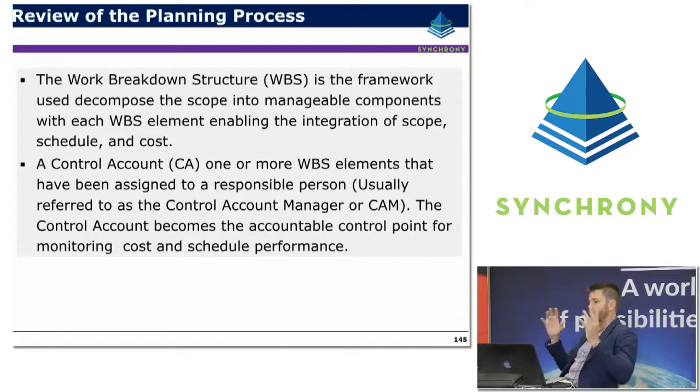So in review, the work breakdown structure is the framework that we use to chunk up the scope and allocate all of those cost and schedule and contingency. And it basically enables the integration of scope, schedule and cost. So with that WBS, or that control account language, your financial system will be able to speak in that language, and your schedule system should be able to speak in that language.